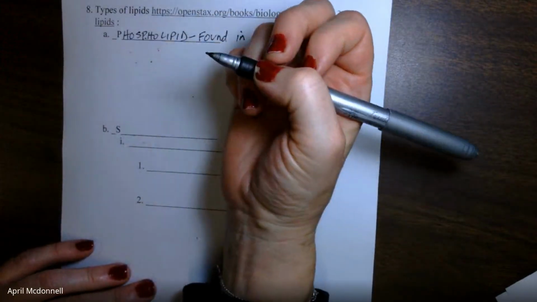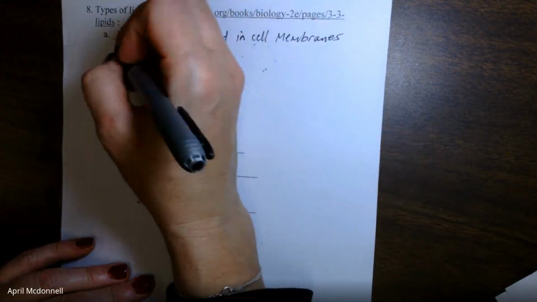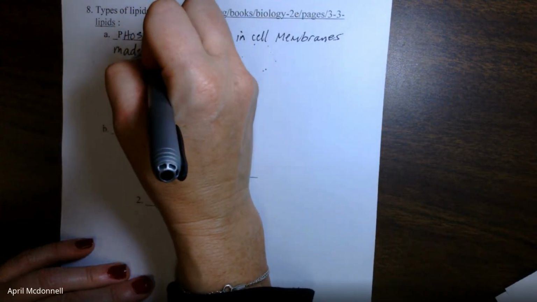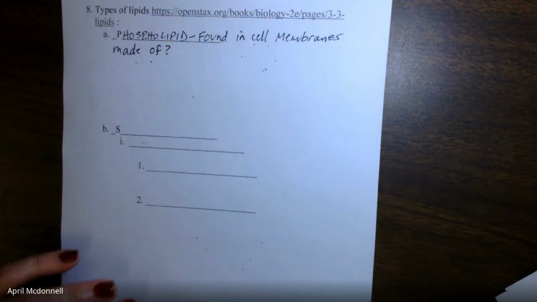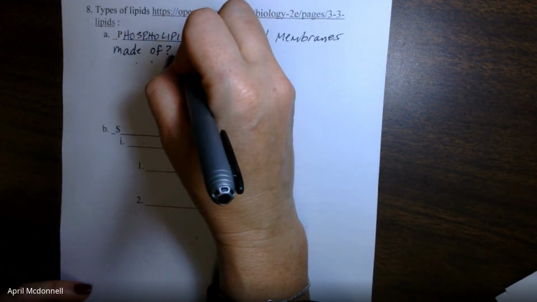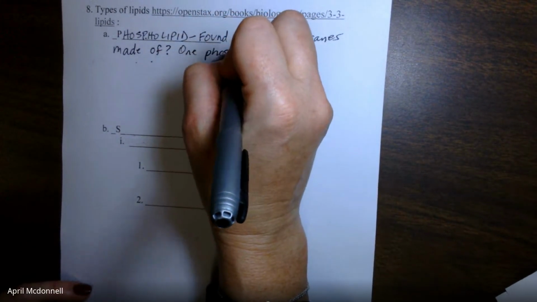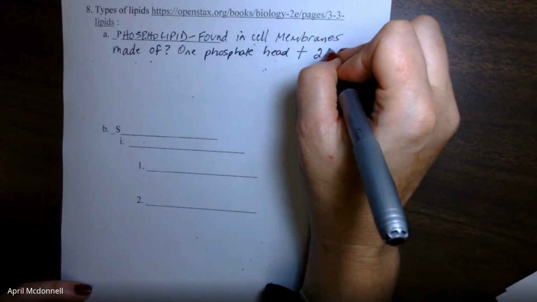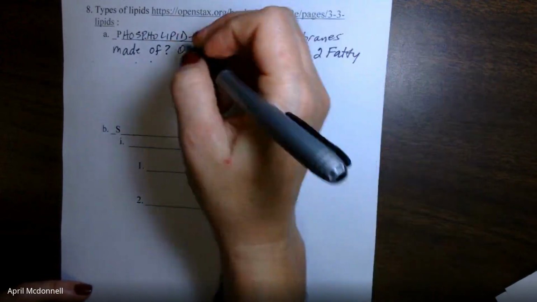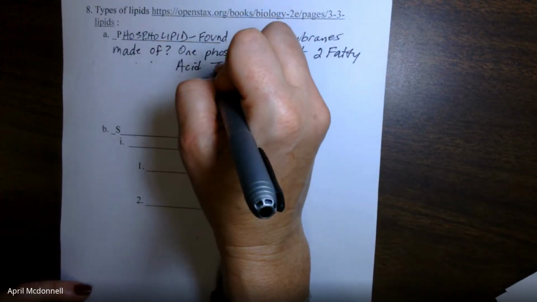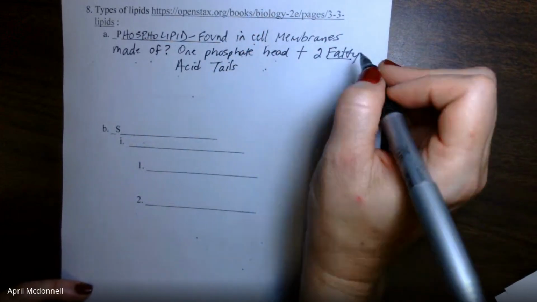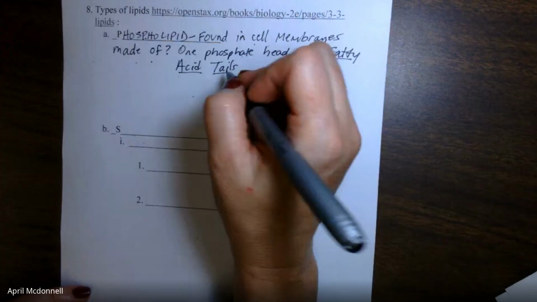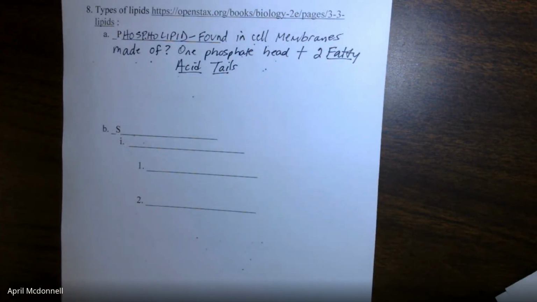We want to know, what do we need to make a phospholipid? What is it made of? It is made of one phosphate head plus two fatty acid tails. And we will talk in more detail about what fatty acid tails are on the next page.